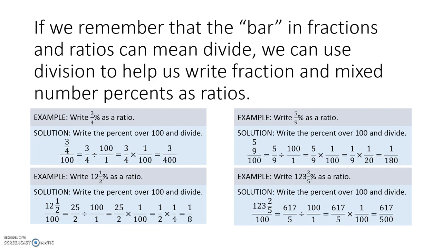Now you might recall that the last example on the previous slide also came out to 617 to 500. That percent was 123.4%. Well, 0.4 and 2/5 are the same number, so 123 2/5% is the same as 123.4%, so they would give us the same ratio. Now you should be able to finish the problems for this section.